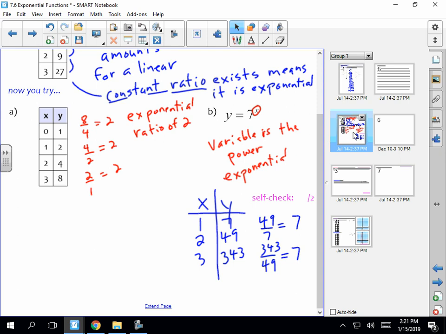So if I were to go back here, could you tell me what the equation of this table is right here? y equals 2 to the x. So if you plug in 0 right here, 2 to the 0 will be 1. 2 to the first is 2, 2 to the second is 4, and 2 to the third is 8. So at least that one's pretty easy to find the exponential equation. It's not always that easy.